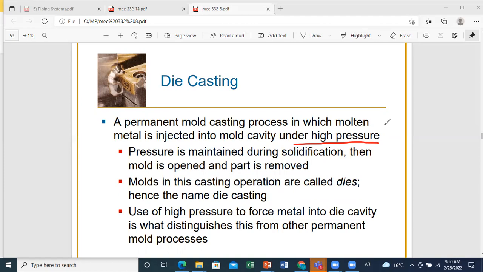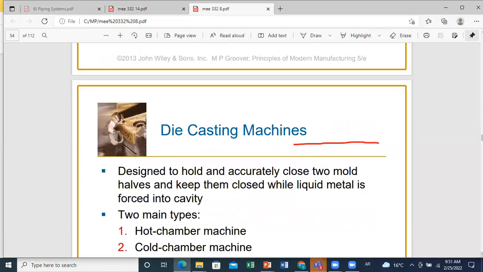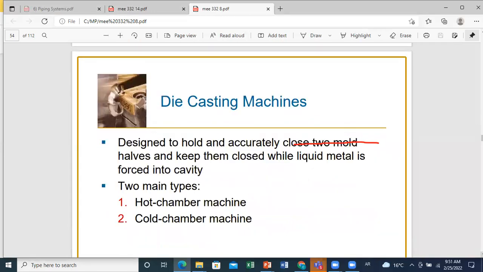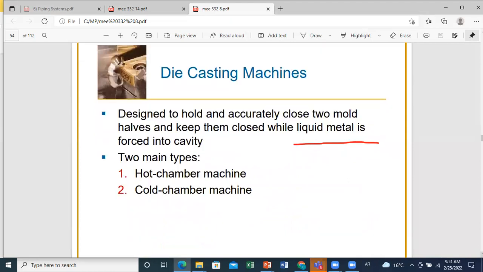The use of high pressure to force the metal into the die cavity is what distinguishes this form from other permanent mold processes. So relying on high pressure to introduce the metal into the cavity will be characteristic of this process here. We'll see in some detail how this system will work. So first, the die casting machine is designed to hold and accurately close two mold halves and keep them closed while liquid metal is forced into the cavity. We can have two main types of die casting: hot chamber machine and cold chamber machine.